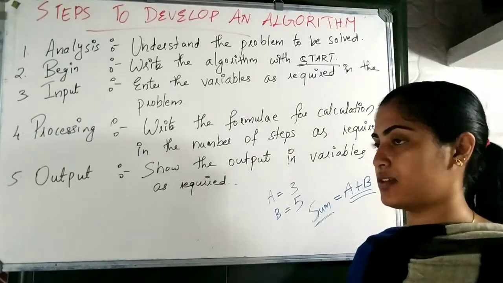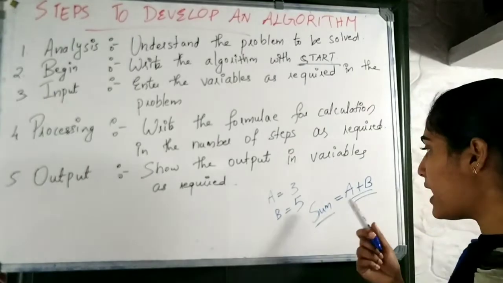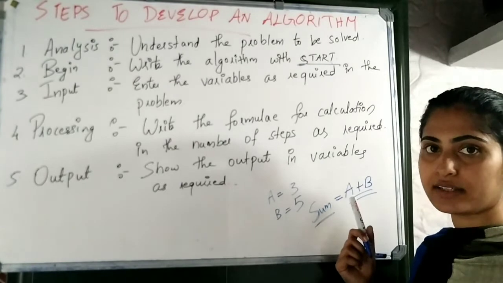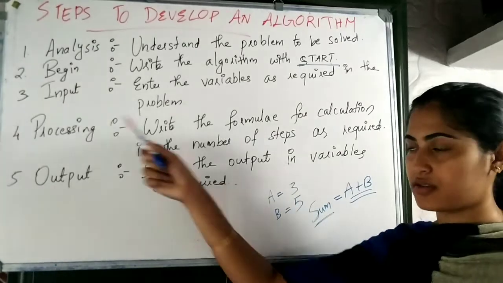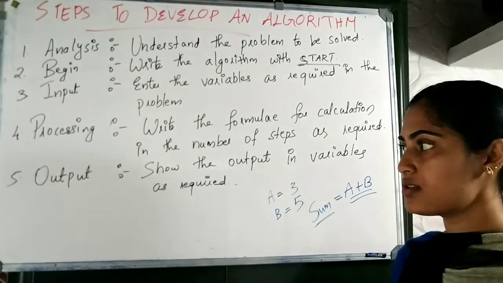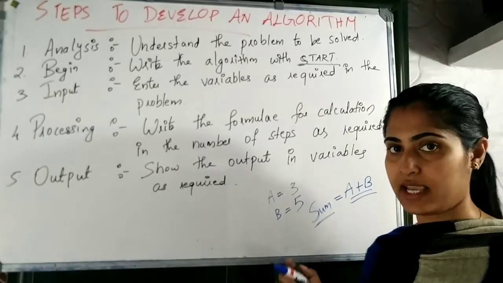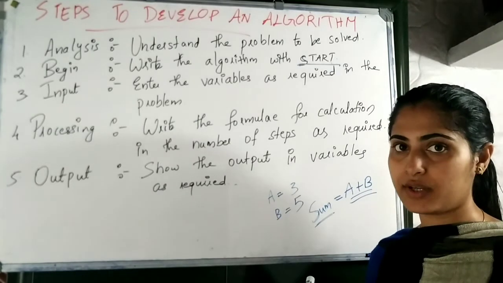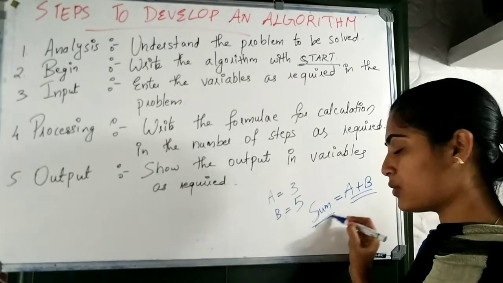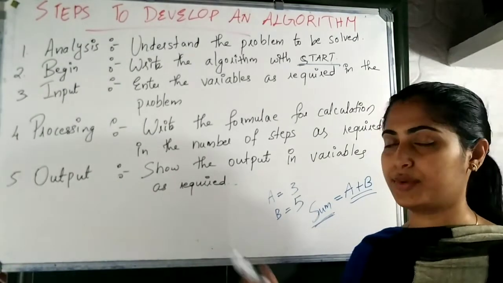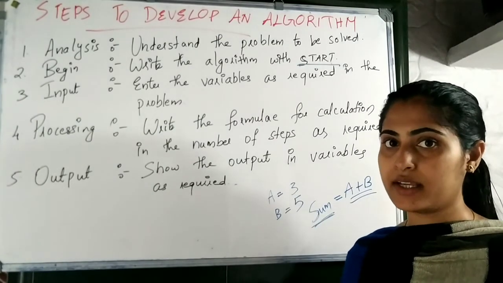And next one is processing. That is, you have to write the formula for solving that particular problem. Here my problem is I want to add the variables A and B, so I am adding it as A plus B. This A plus B I will be writing in this processing step. And the last one is output. That is, my problem of adding two variables A and B is completed. I have added the variables A plus B, and I am assigning that result to the variable sum. That is output. You will get a clear idea of this once you study an example.